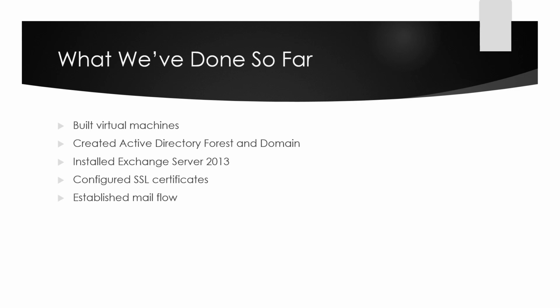So first, let's just quickly recap what we've done so far. If you've been following along with the free lessons that have been put online, you'll have built your own virtual machines, created an Active Directory forest and domain, and then installed Exchange Server 2013 into that forest. We also looked at configuring the SSL certificates for the Exchange server, and then we established inbound and outbound mail flow for that server.